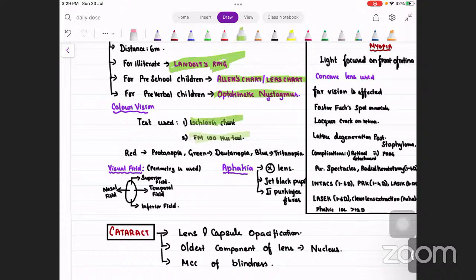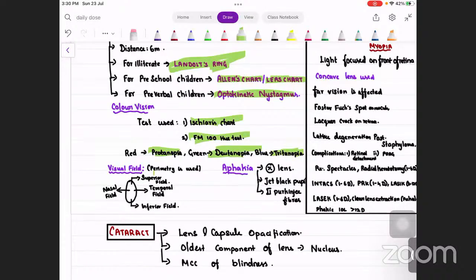Apart from that, in color vision defects, a lack of red color vision is protanopia, green is deuteranopia, and blue is tritanopia. So red is protanopia, green is deuteranopia, and blue is tritanopia. Apart from that, the measurement of the visual field is perimetry.